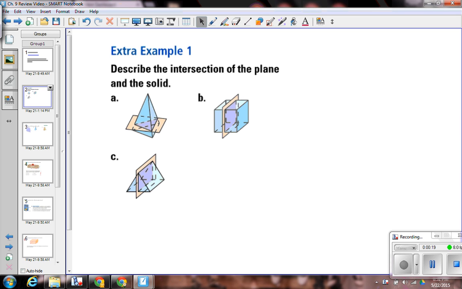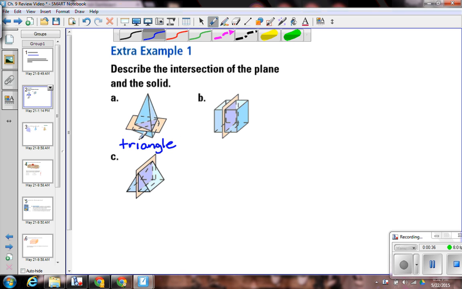Okay, when we describe the intersection of a plane and a solid, we're describing the shape that's formed right where we had cut the solid. So for A, that would definitely be a triangle. And for B, it looks like a cube has been cut right down the middle, so we formed a square. And then for C, we've cut that triangular prism right down the center, so we formed a rectangle.